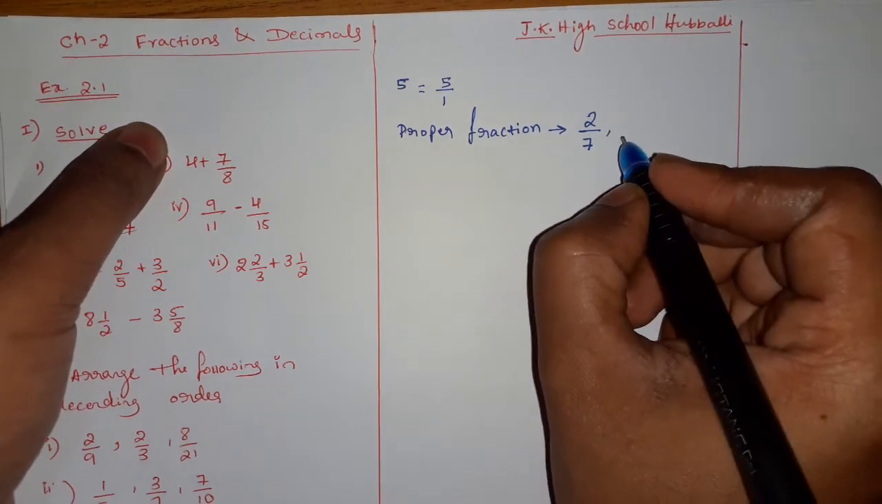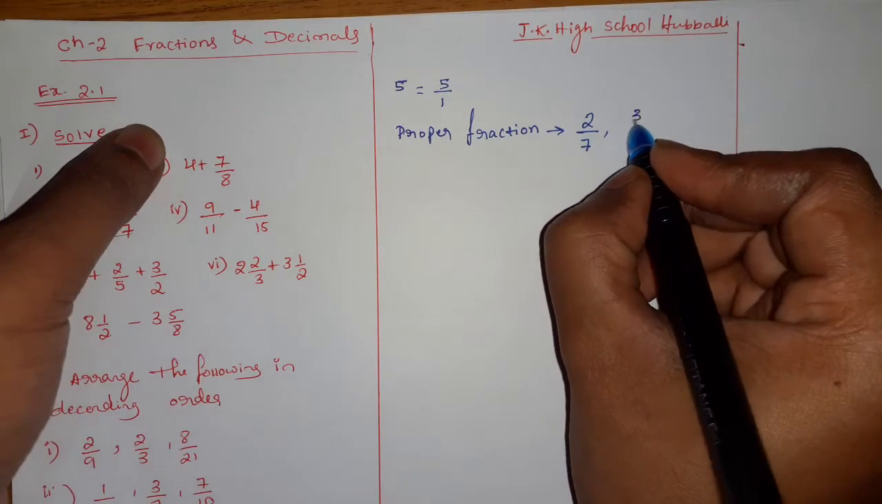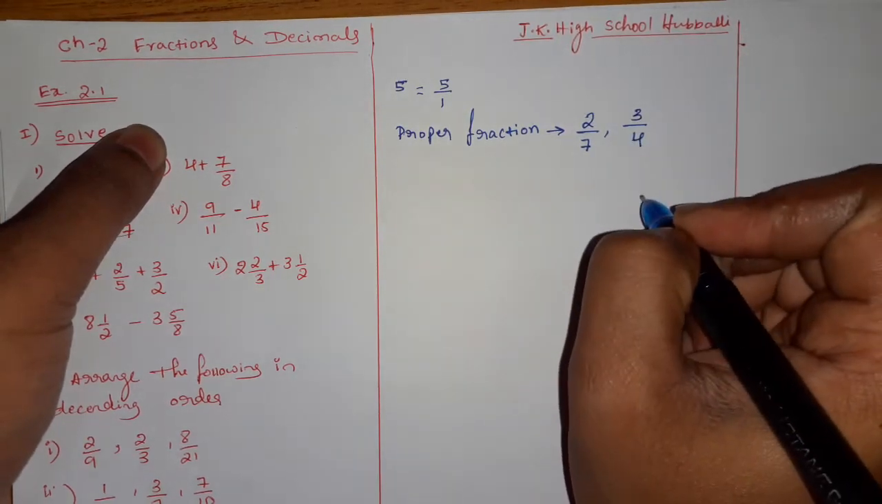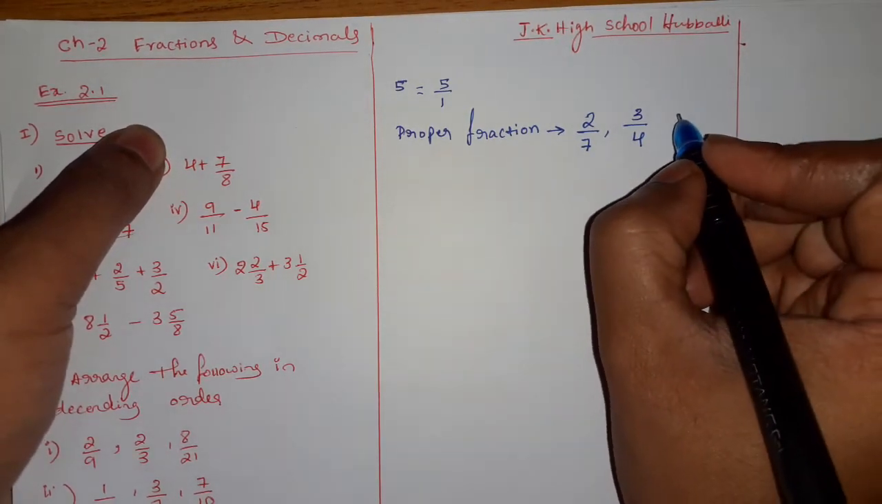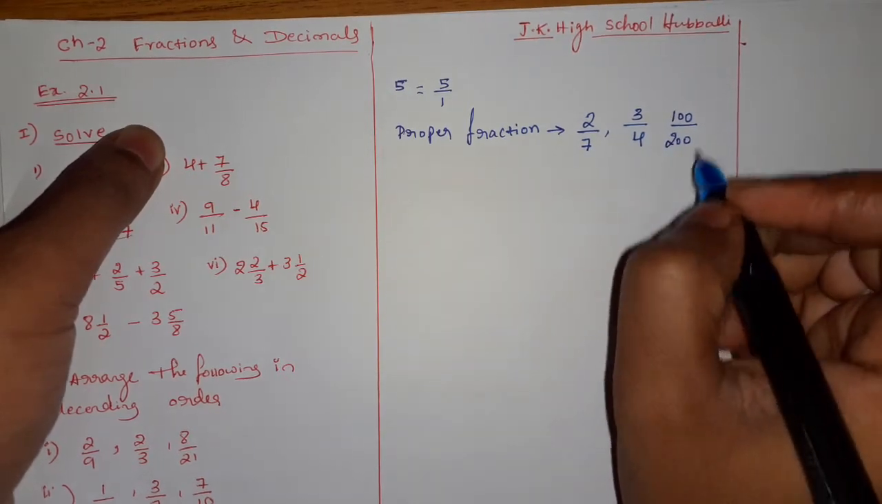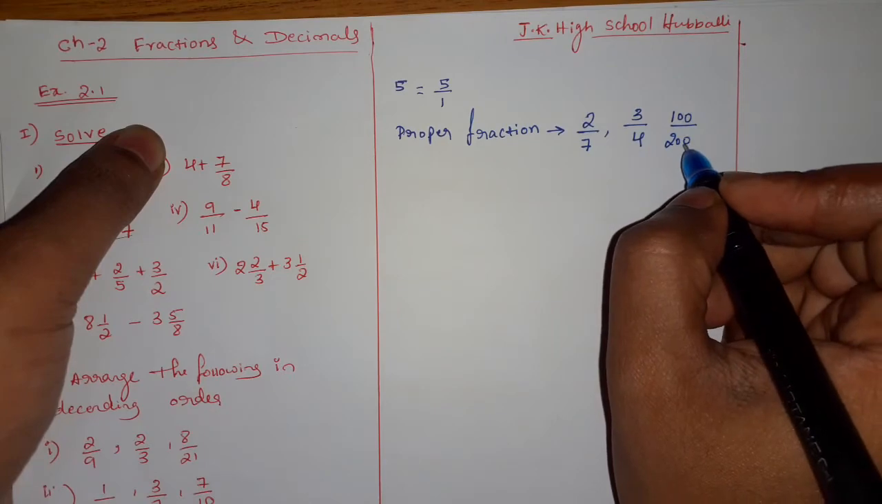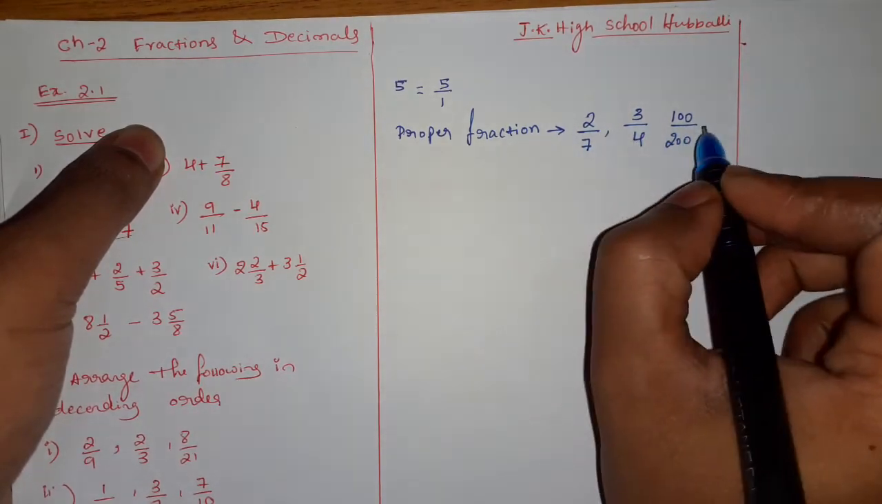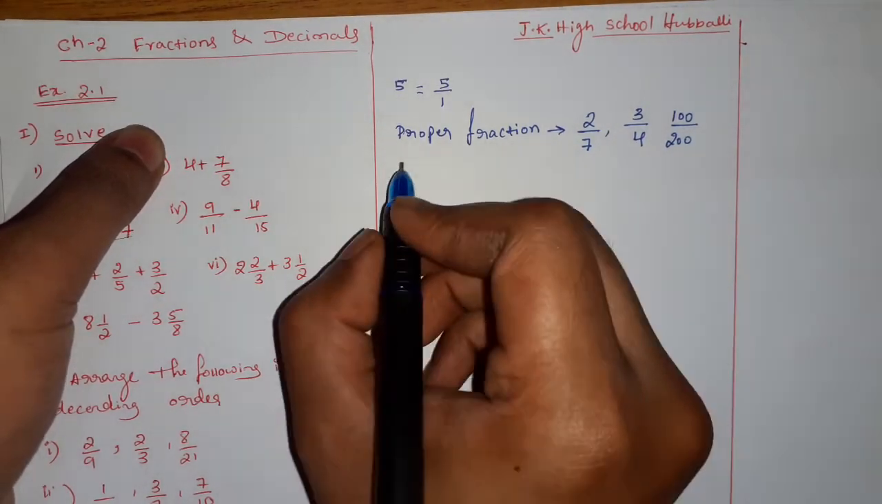Can you give one more example for it? 3 by 4. Okay. 100 by 200. The numerator is smaller than the denominator, therefore these types of fractions come under proper fraction.